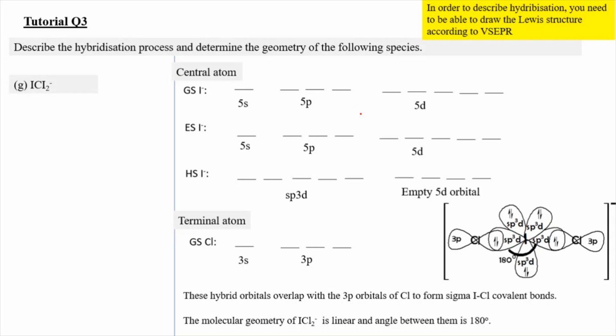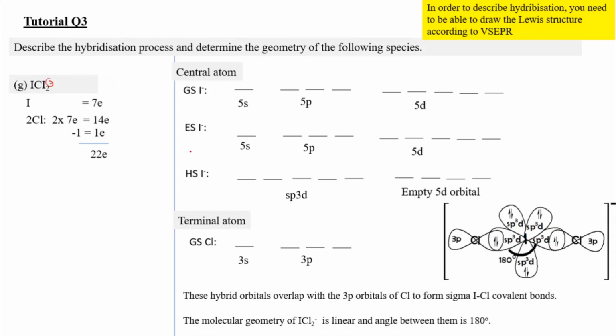Now for question G, we have ICl2-. So as usual, we need to calculate the total number of valence electrons first. So iodine is in group 17, so we have 7 valence electrons. And then we have 2 chlorine, so 2 times 7, 14. And then it has a negative charge, so it means that it received 1 electron. So we're going to add 1 electron. So the total number of electrons that we're going to have is 22 electrons.